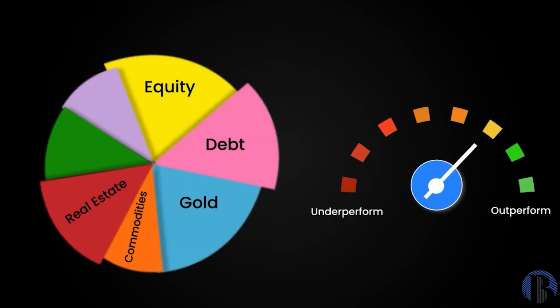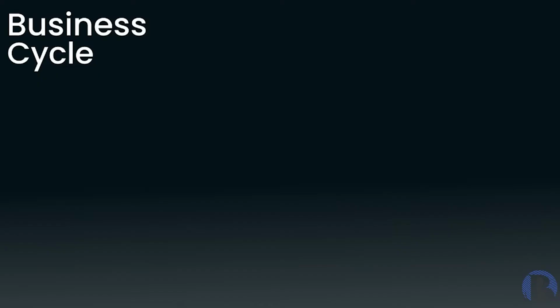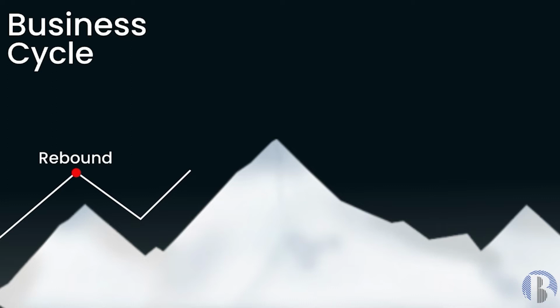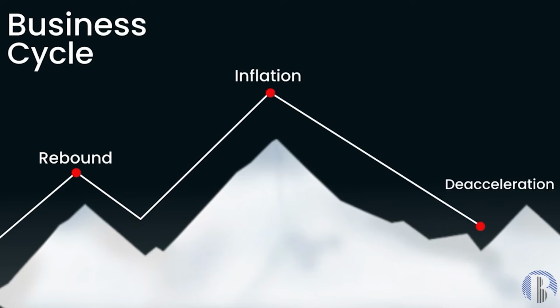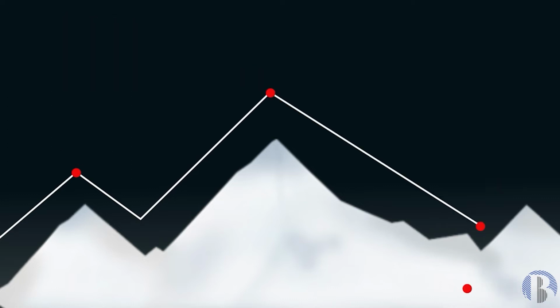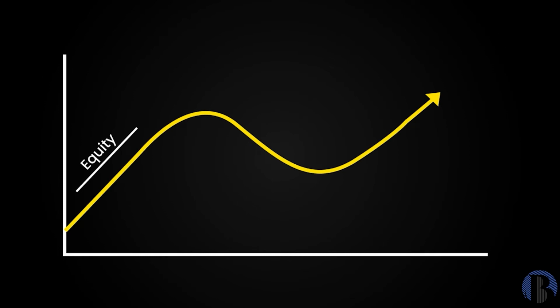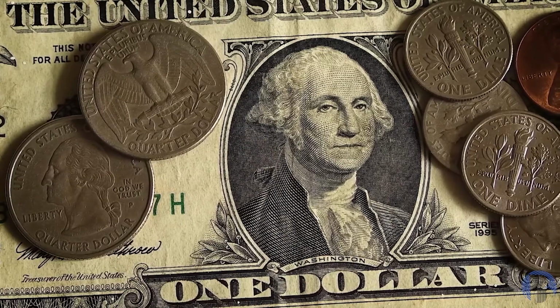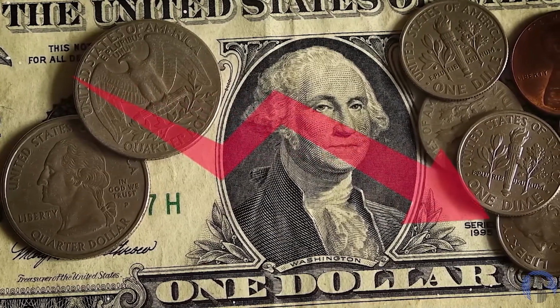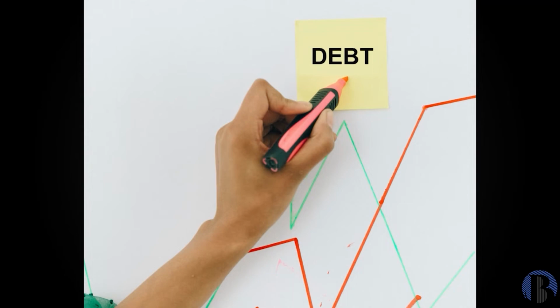Each asset class outperforms in some stages of the business cycle and underperforms in others. A business cycle has 4 stages: rebound, inflation, deacceleration, and trough. Equities do best in the rebound, commodities do well in inflation, debt does best in the deacceleration, and gold does best in the trough. So, the current cycle favors debt. Since the business cycle is currently in the deacceleration phase, debt becomes the preferred asset class.